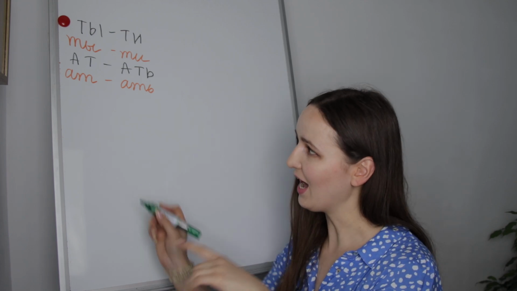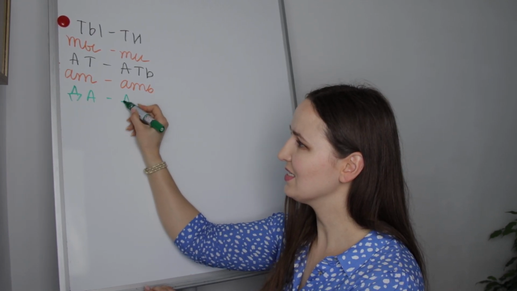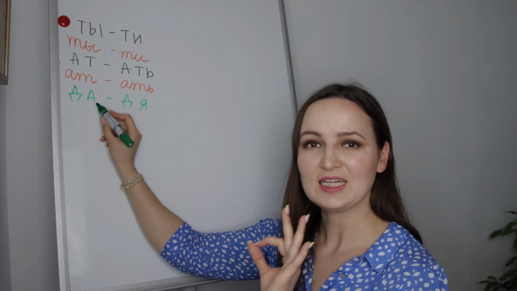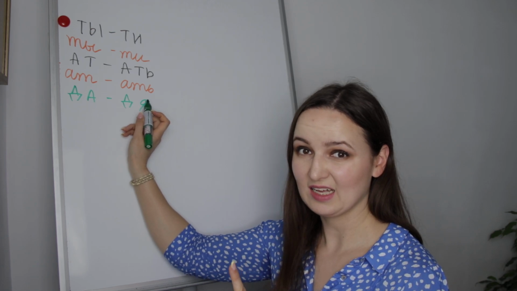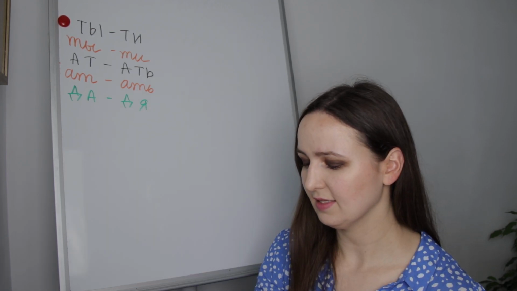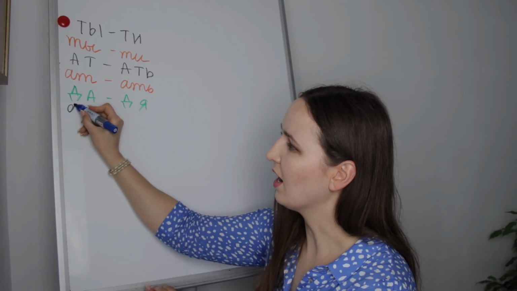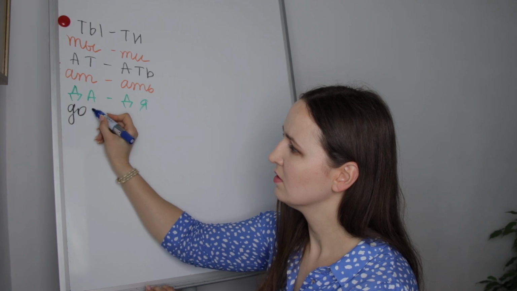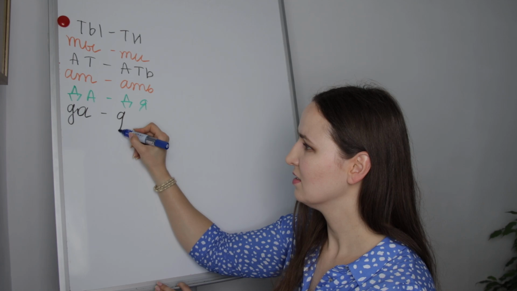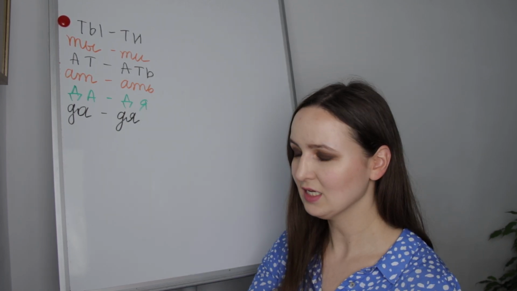Да, дя. Again, я is softer than а. Да, дя. Now let's write it down. Да, да, and дя. Дя, да, дя.